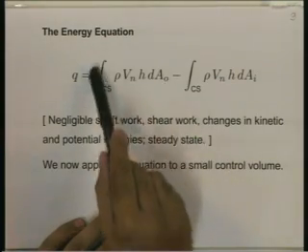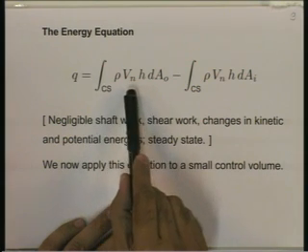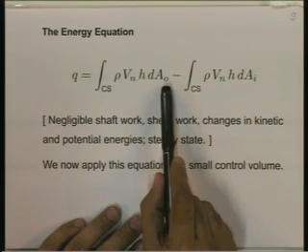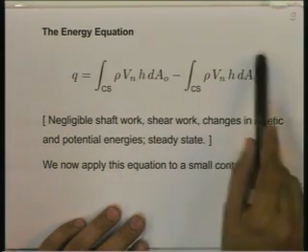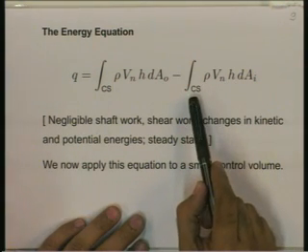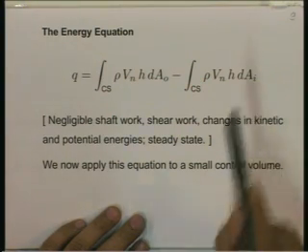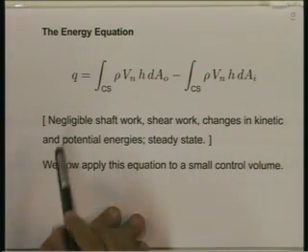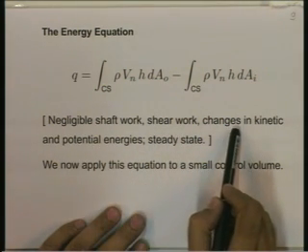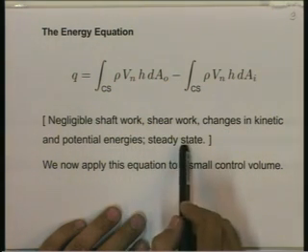This is the outflow of enthalpy from parts of the control surface where the fluid goes out. We have denoted it with this subscript O, and this is the inflow of enthalpy over the part of the control surface where the fluid is coming in, as denoted by the subscript I. And notice the assumptions: negligible shaft work, negligible shear work, negligible changes in kinetic and potential energy, and also steady state.